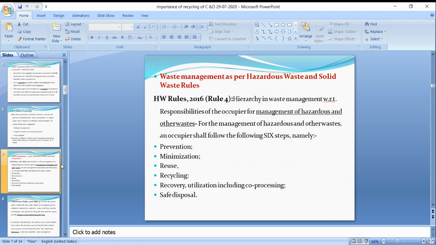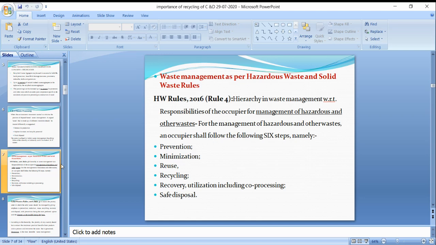The first one is prevention. Instead of keeping the hazardous waste, it should be prevented. At the same time, we have to minimize the waste, and see whether it is reusable or recyclable. And recovery: after recycling, we have product recovery and utilization, including co-processing and safe disposal. If the recovery process is not working well, that should be looked after too.